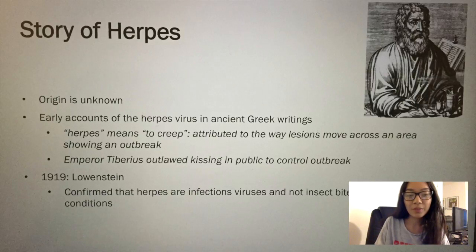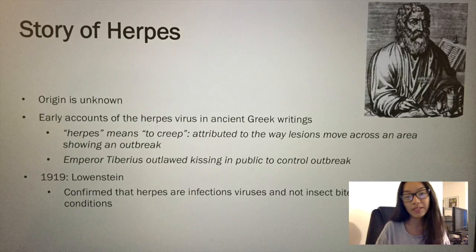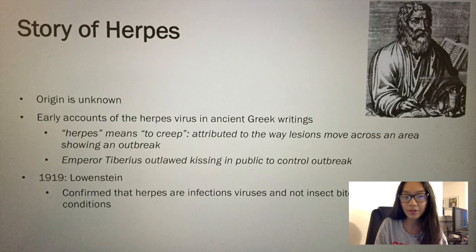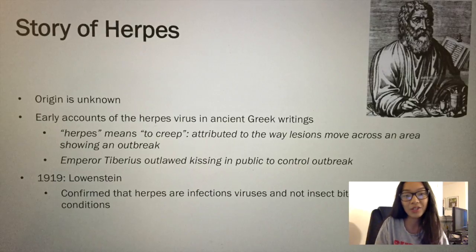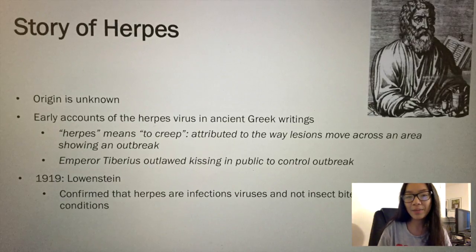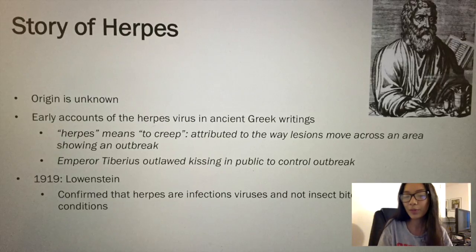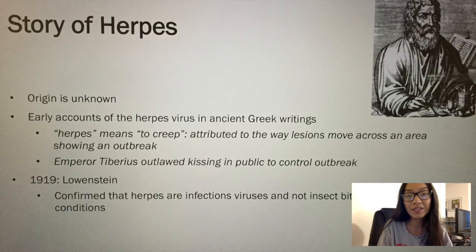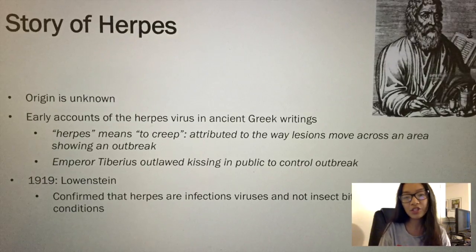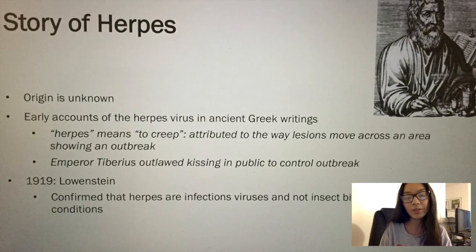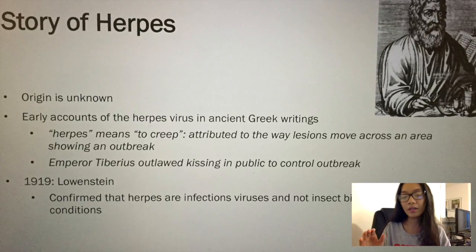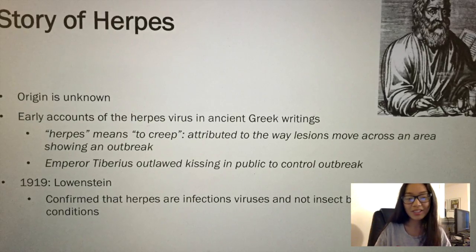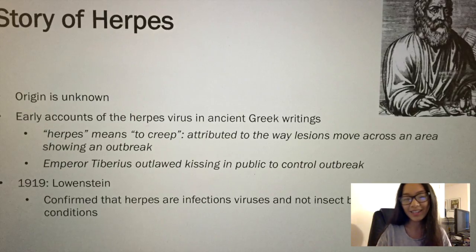Okay, so I feel like I'm sort of jumping around, but anyways, we're going to the story of herpes now. So, the origin of herpes is actually unknown, but there are some early accounts of herpes that date all the way back to the Greek writings. I'm not really sure how to say his name, but the guy in the picture, Hippocrates, he actually wrote about herpes, and herpes actually means to creep, which is attributed to the way lesions move across an area, showing an outbreak. So basically, it'll start from maybe part of your genitals and then it just moves and spreads. Hence the words to creep up.